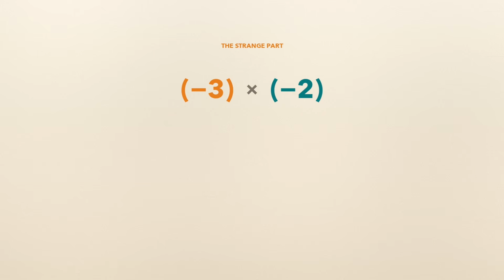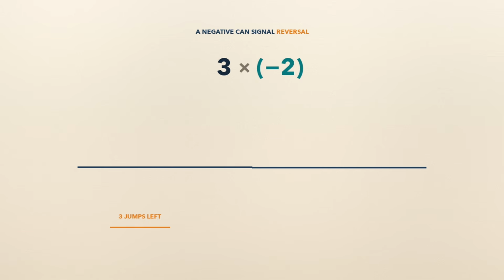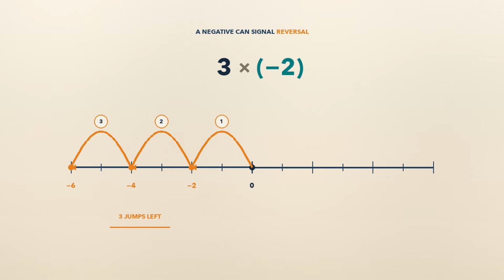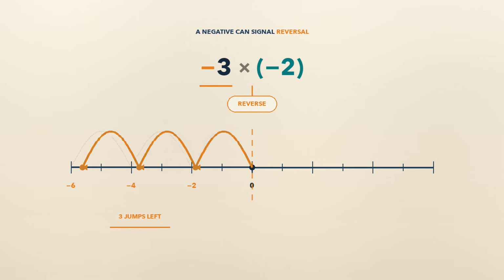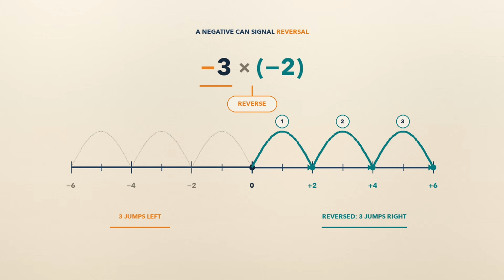Now, we reach the strange part. -3 times -2. We understand the -2. It tells each jump to point left. But how can we make -3 jumps? The key is that a negative sign doesn't only mean less than 0. It can also represent a reversal. So -3 tells us to reverse what 3 would normally do.